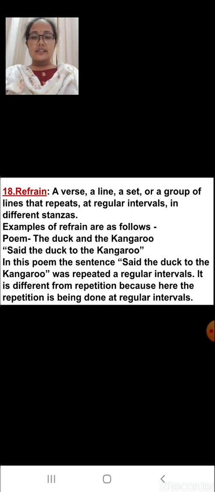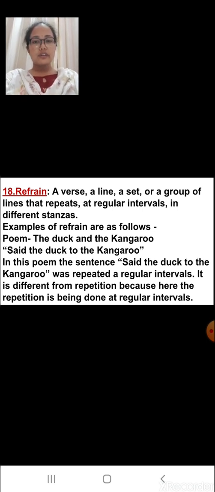The 18th one is refrain. Refrain is a verse, a line, a set or a group of lines that repeats at regular intervals in different stanzas. For example, in the poem The Duck and the Kangaroo, "Said the duck to the kangaroo." In this poem, the sentence said the duck to the kangaroo was repeated at regular intervals. It is different from repetition because here the repetition is being done at regular intervals.